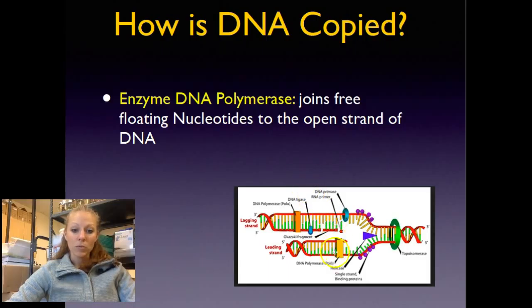DNA polymerase is represented by this little yellow square here. It joins free-floating nucleotides that are around the replication process. It takes those and matches them up with the complement of each of the nucleotides. So if on the DNA it says A, it'll find a T, and if there's a G, it'll find a C, and it attaches it in this 5' to 3' direction.